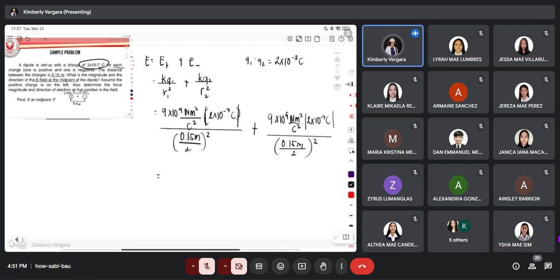Ano pong answer natin, class? Kindly calculate. Paki-type po sa ating chat box.